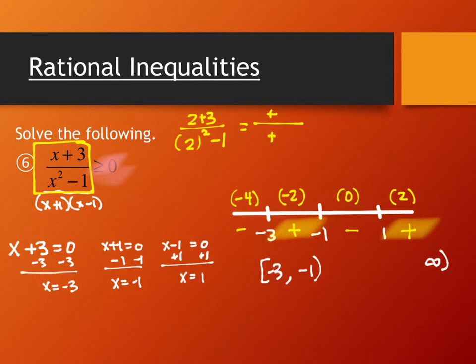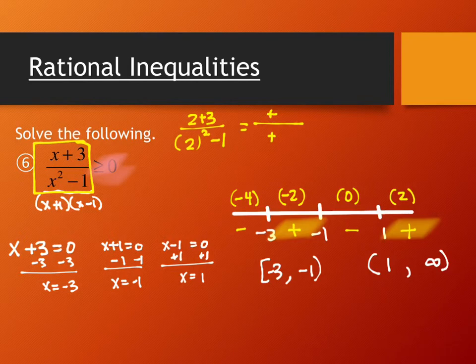However, if I put in -1, -1 makes the denominator 0, and that's never going to be okay. So even though it says greater than or equal to 0, if I were to use the -1, it makes the denominator 0 and the whole thing undefined. So I still have to use a parenthesis. And the same thing happens over here at +1. I have to use a parenthesis for exactly the same reason.